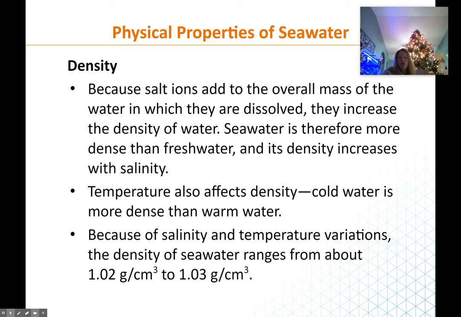All right, and then density. Density changes in the ocean water. We've got cold water is more dense. Warm water is less dense.